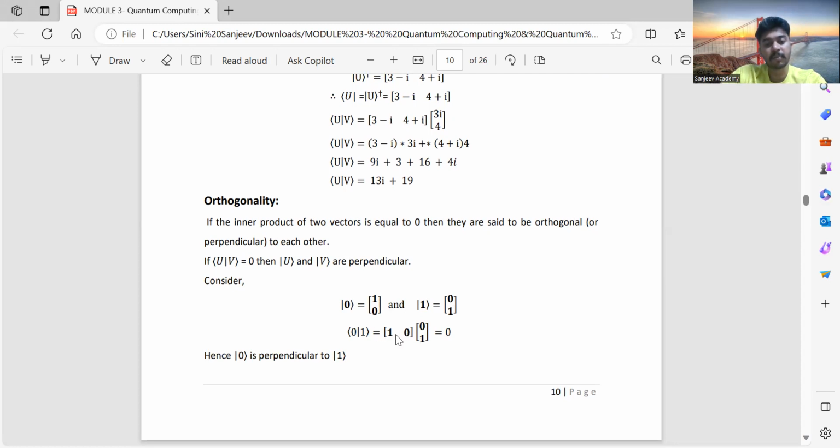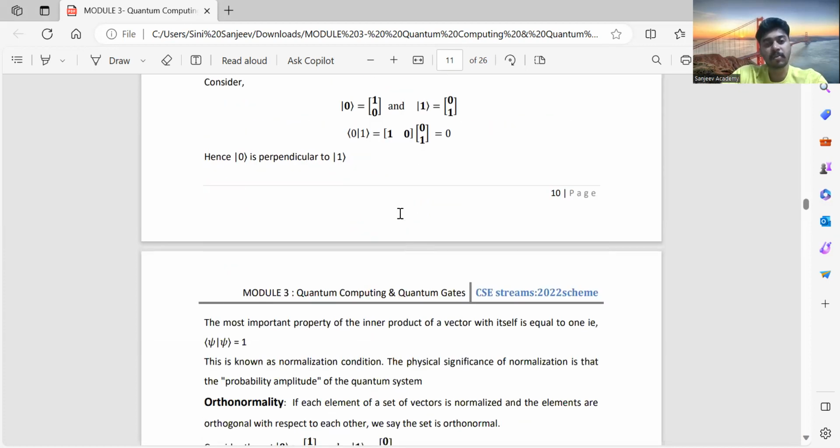So multiplying 1 0 into 0 1: 1 into 0 is 0, plus 0 into 1 is 0. So if we're getting the answer 0, then |0> is perpendicular to |1>. So orthogonality means two vectors are perpendicular to each other. For orthogonality, the value will always be equal to 0. So if I get the value as 0, it is orthogonality.